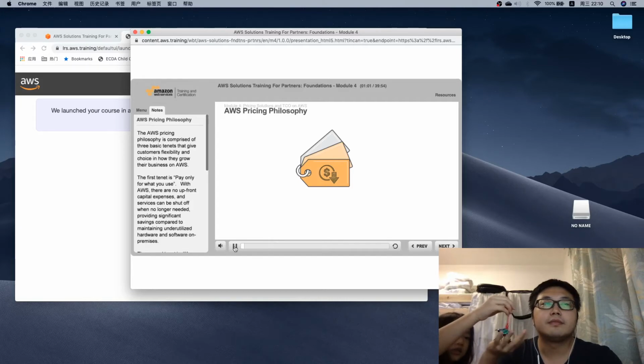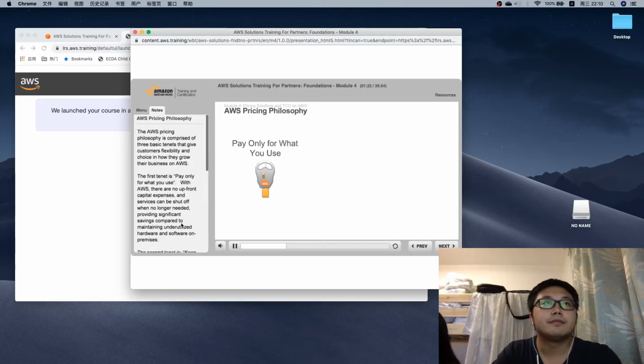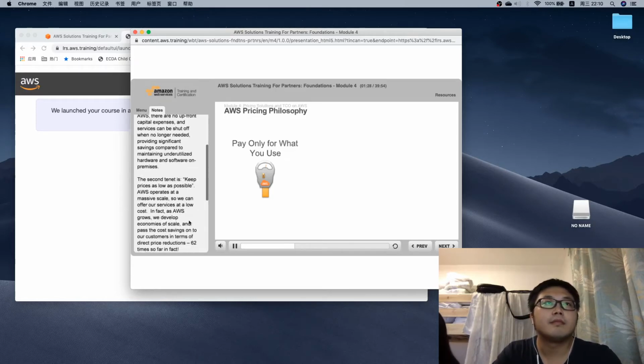The AWS pricing philosophy is comprised of 3 basic tenets that give customers flexibility and choice in how they grow their business on AWS. The first tenet is pay only for what you use. With AWS, there are no upfront capital expenses, and services can be shut off when no longer needed, providing significant savings compared to maintaining underutilized hardware and software on premises.